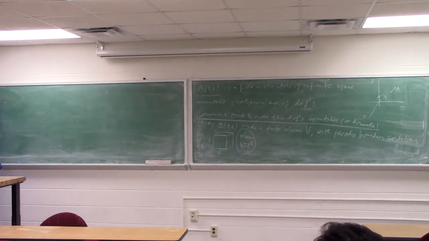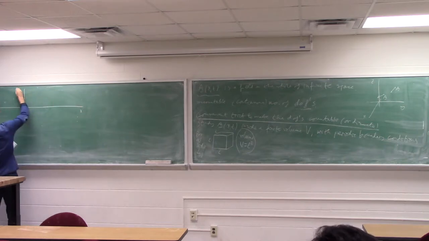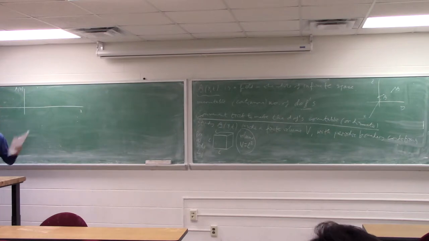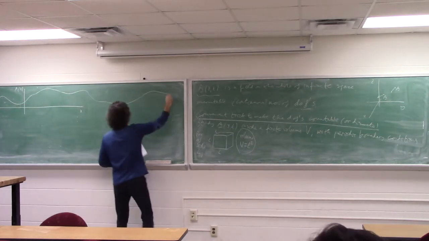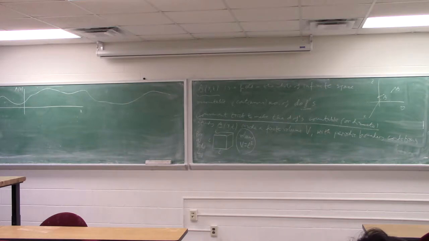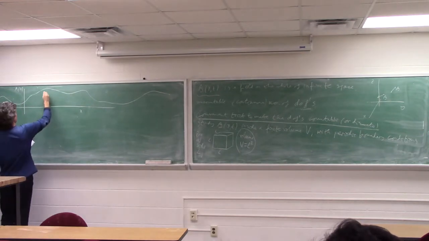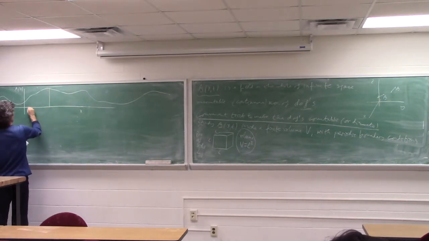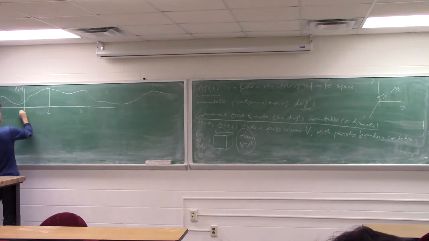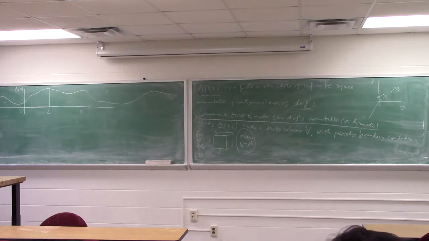Let me just do it in one dimension for the moment. Imagine I have a field, let's call it A, with just one component, some scalar field, over the whole of space. It has a completely arbitrary spatial dependence. It's not periodic, it could be anything. We're going to study the field over an interval of length L.